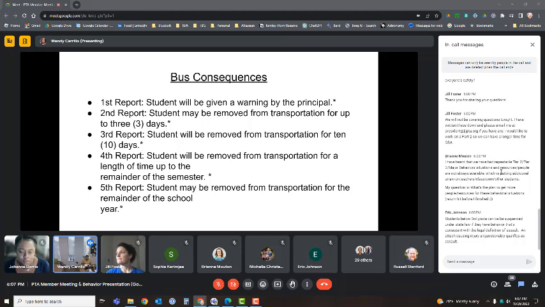So this is something that we are currently working on with transportation as well. We are trying to make sure that all of our students are getting home safe and coming to school safe, and following this specifically that comes from transportation. I know we've gotten several questions as to what this process was and what our consequences are for these specific bus incidents or bus infractions, and this is what the district has shared with us, and this is what we're following currently.